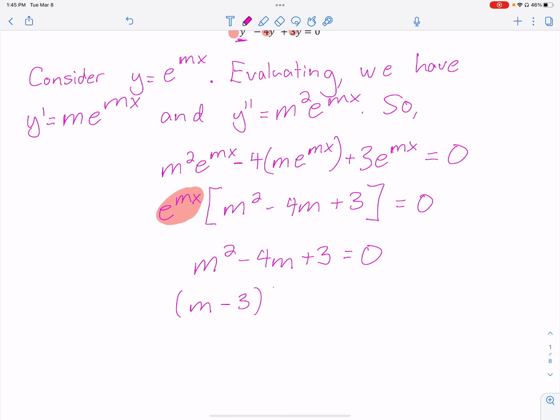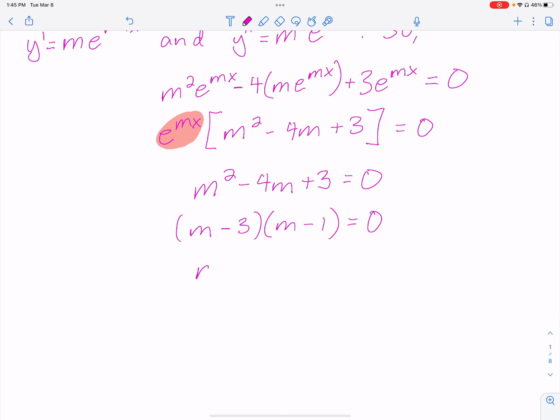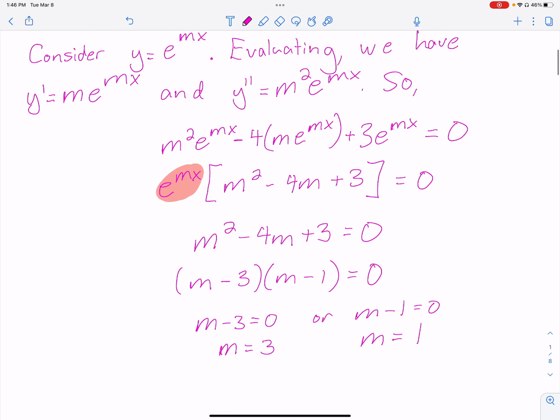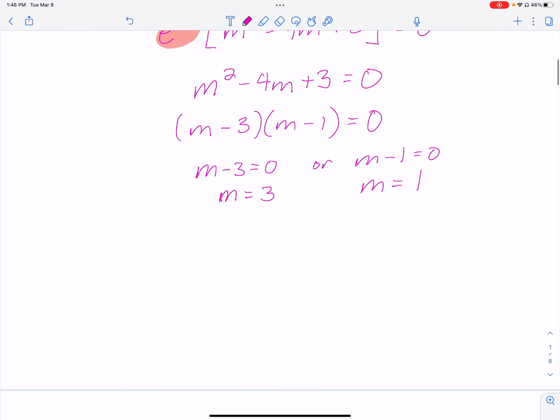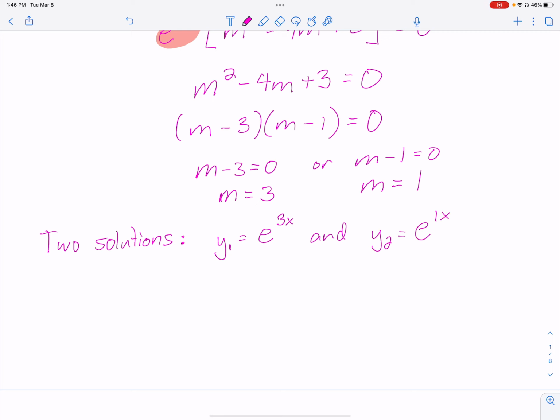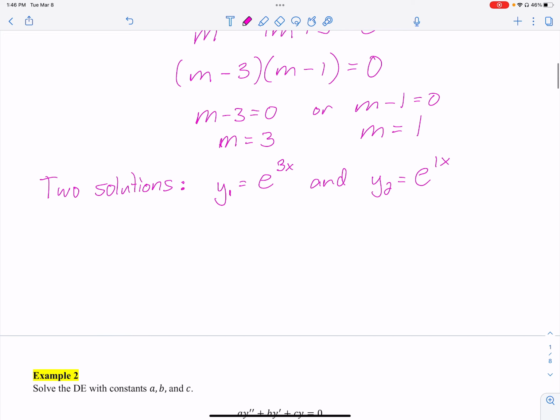So here we go. We got m minus 3 times m minus 1. That will get me 0. The zero product property, again, tells me that m minus 3 is 0, or m minus 1 is 0. So m must be 3, or m must be 1. Now what that means here, these were m's, we actually get two solutions to this DE. We get y1, we'll call that, e to the 3x, and we get y2, which is e to the 1x. Both of these are solutions.